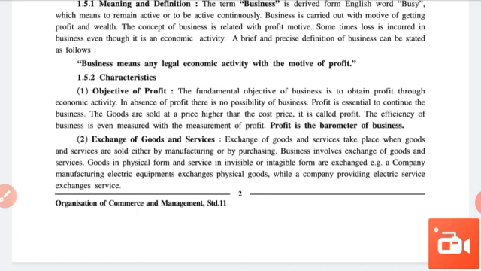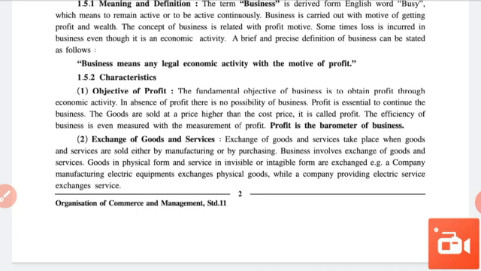Second characteristic: exchange of goods and service. When an exchange of goods and service takes place, goods and service are sold either by manufacturing or by purchasing. Business involves exchange of goods and service. Goods are in physical form and service is invisible. Like if any company manufactures frames and wafers and then sells them, that is goods in physical form.